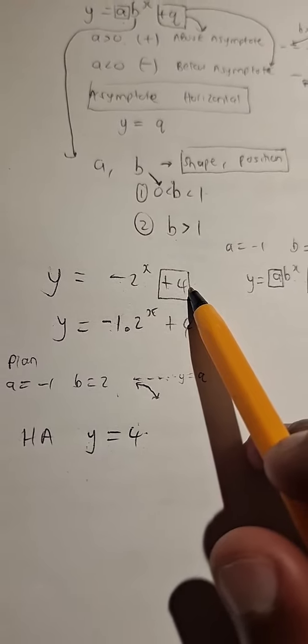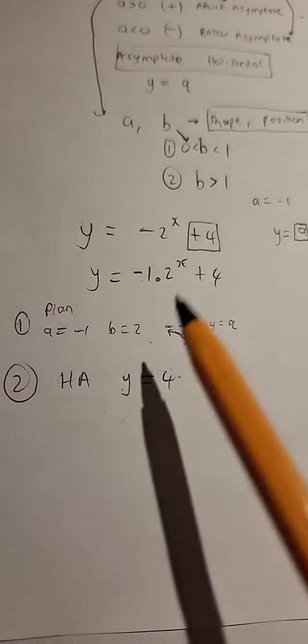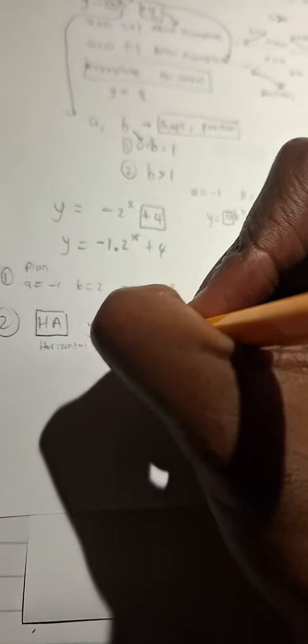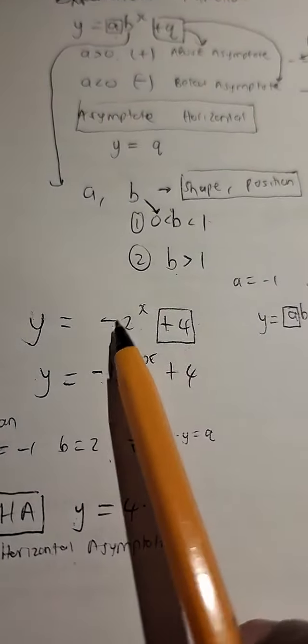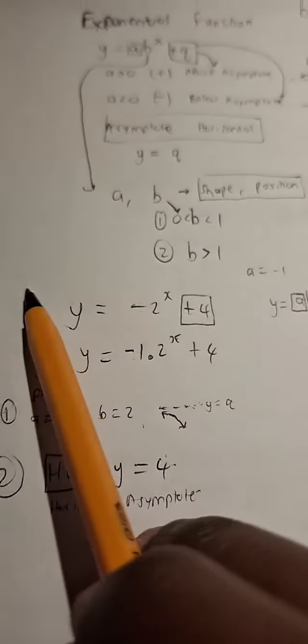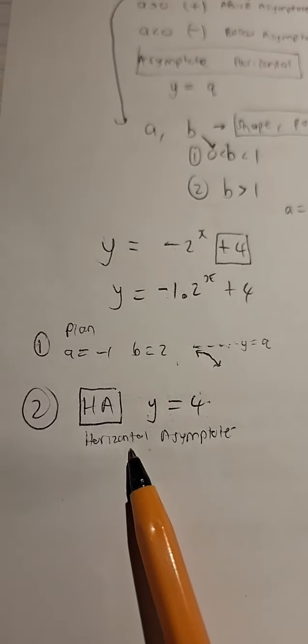Could you repeat the question? Guys, I was asking what is the equation of the horizontal asymptote. Because I'm given the function y is equal to negative 2 to the power x plus 4. So I was asking from this function, what is the equation of the horizontal asymptote?